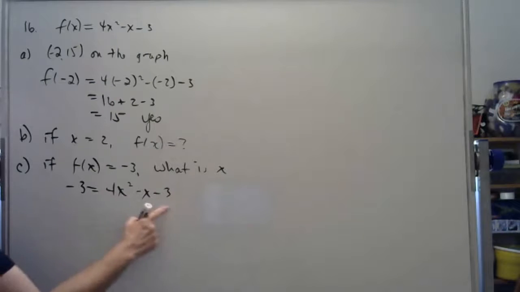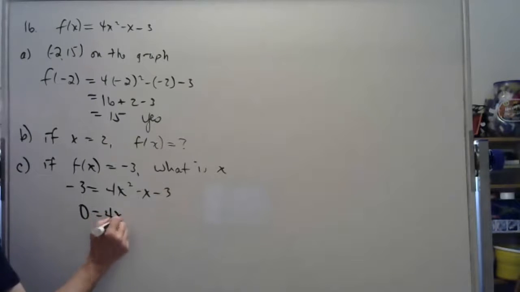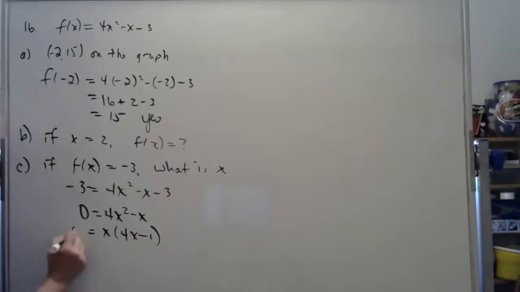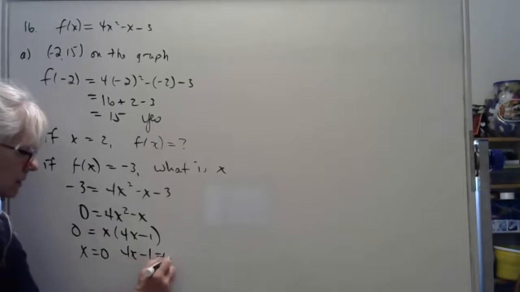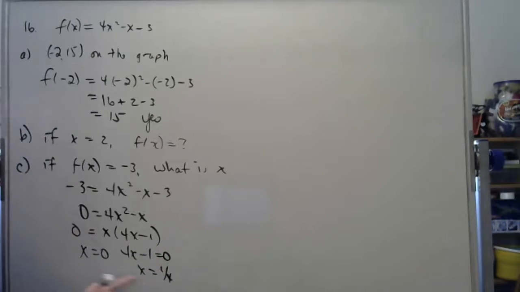So don't freak out when I move that 3 to one side and it cancels out. I then have 4x squared minus x, and then all you have to do is pull out an x. So x equals 0 and 4x minus 1 equals 0, so x equals 1/4. So the two values would be 0 and 1/4. So they're giving me the y value, asking me for the x value. That's the only part I was really worried about.